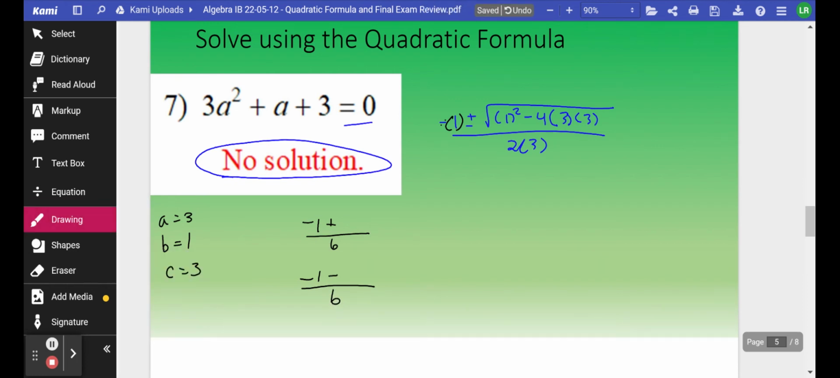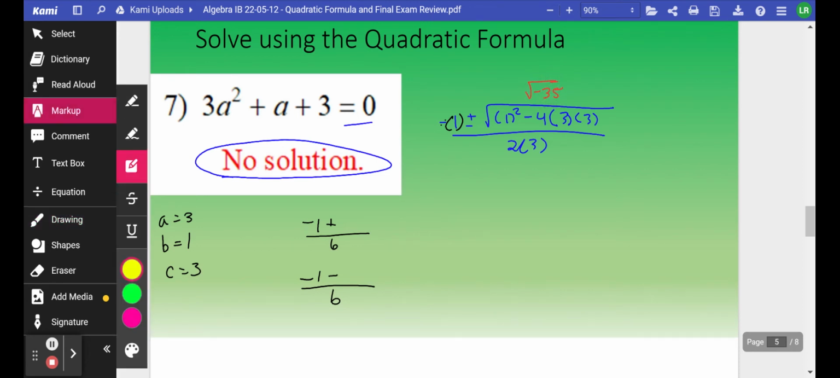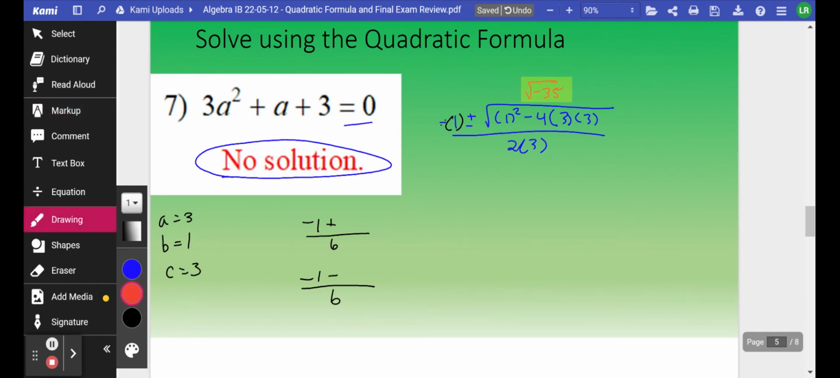So I type this in. 1 squared minus 4 times 3 times 3. And I get negative 35. Guys, that's where the problem is. I cannot square root negative 35 in the set of real numbers. So you're going to get an error message if you try to type that in. Okay, my calculator says domain error.